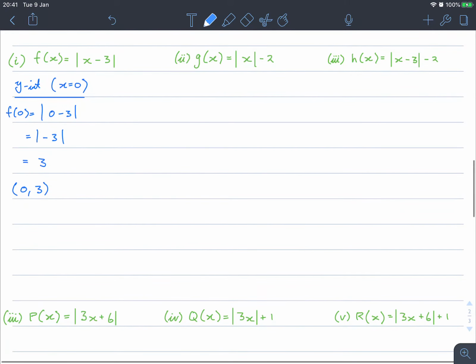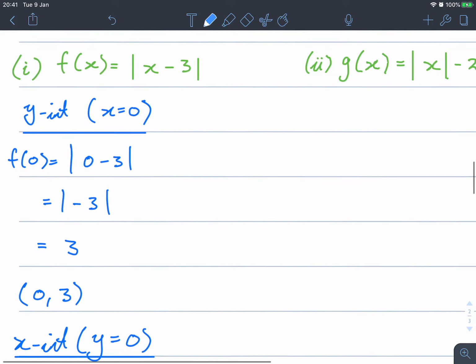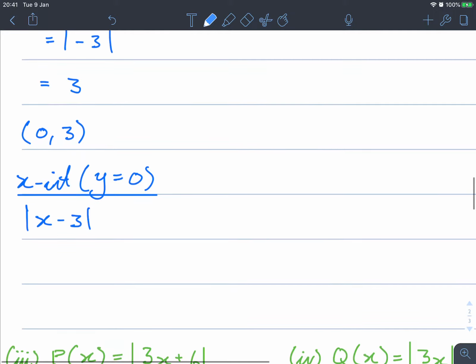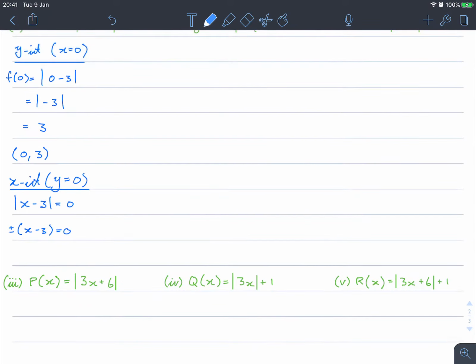My x-intercept, my y value is going to equal 0. So in this case, we let the entire function equal 0. So the function absolute value of x minus 3 is equal to 0. Solving this, we get plus or minus x minus 3 is equal to 0.